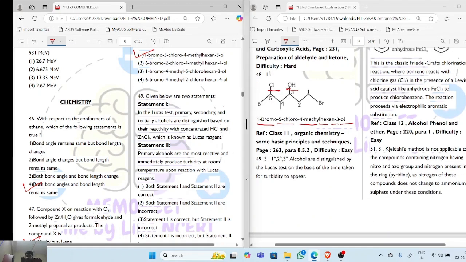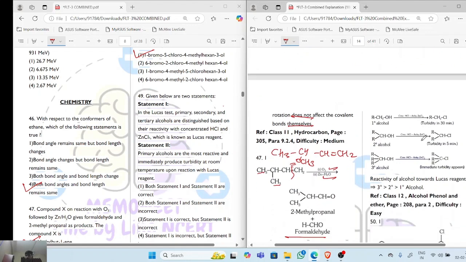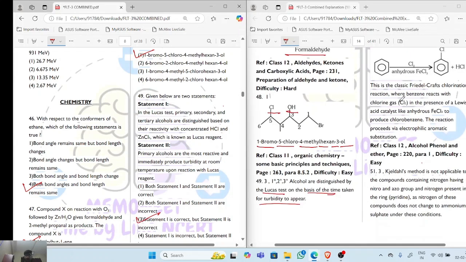We know first degree, second degree, and third degree alcohols are distinguished by the Lucas test on the basis of the time taken for turbidity to appear. Yes, this is the correct statement. And we know a 1 degree alcohol will give turbidity in maximum time, which is around 30 minutes. A 2 degree alcohol will give turbidity in 5 to 10 minutes, and a 3 degree alcohol will give immediate turbidity. The reactivity of alcohols is 3 degree, then 2 degree, then 1 degree. 3 degree takes the least time and 1 degree takes the maximum time. So option number 3 is our correct answer.